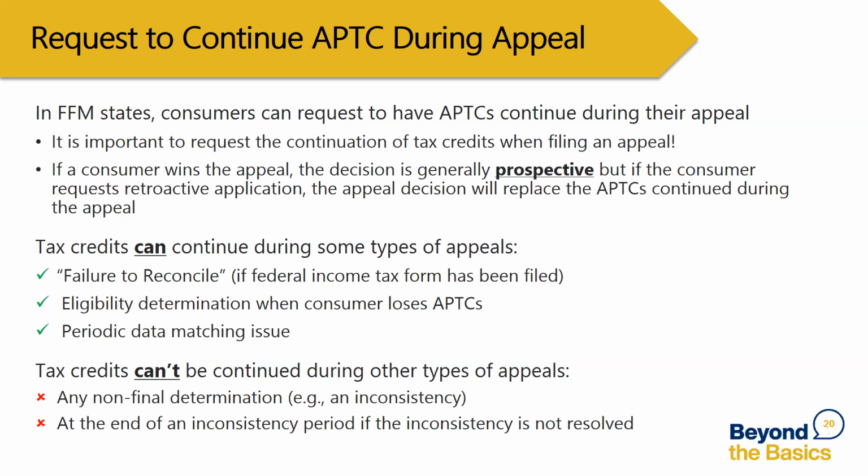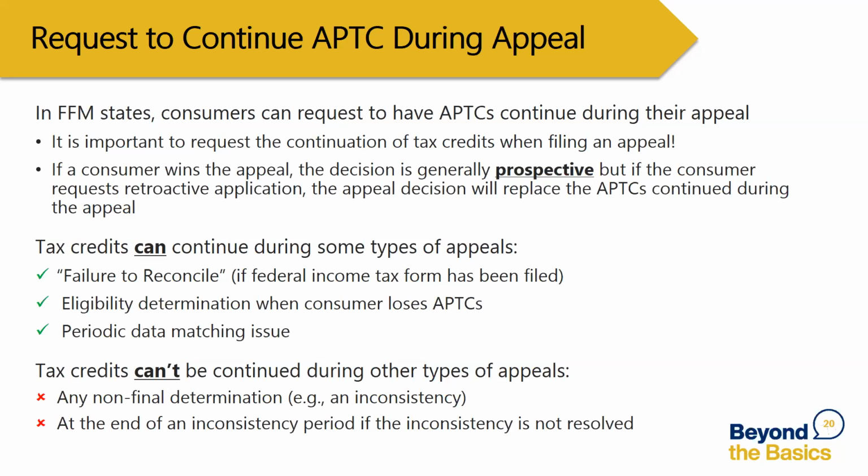If ultimately the decision is made that the consumer was eligible, let's say, for more tax credits, then that new tax credit amount will start when the appeal is implemented. It could go retroactively if the consumer requests it, or the consumer could say, well, I was able to buy my coverage during the appeal. I'll just reconcile at the end of the year when I file my federal tax forms, and I'll wait to have that all taken care of at the end.